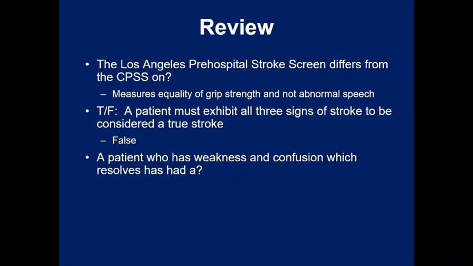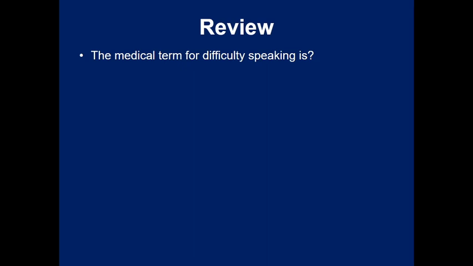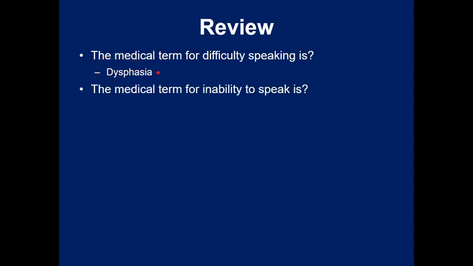The patient who has weakness and confusion that resolved fully has had a TIA. Are they more likely to suffer a stroke in the future? Yes. What's the medical term for difficulty speaking? I'll say, I didn't even say this, but it's called dysarthria. Well, depends. So Wernicke's and Broca's aphasias. Dysphagia is a trouble speaking, but there's also dysarthria is trouble speaking. It just depends on what part of the speaking process. But dysphagia, so trouble speaking.